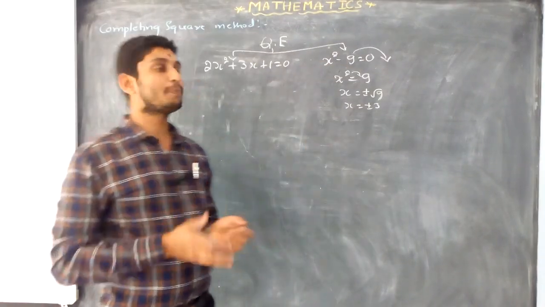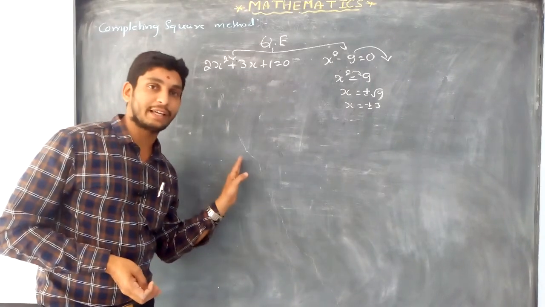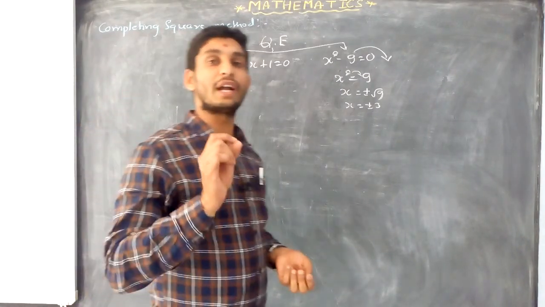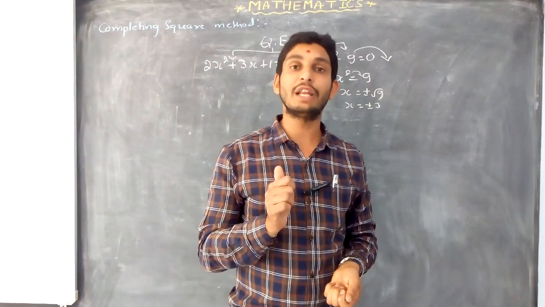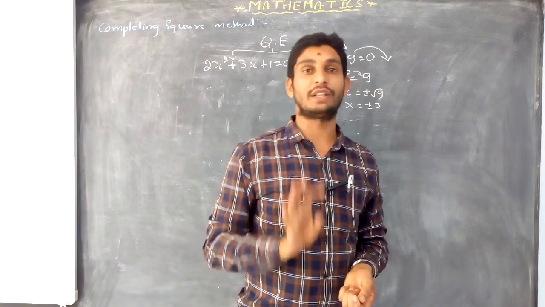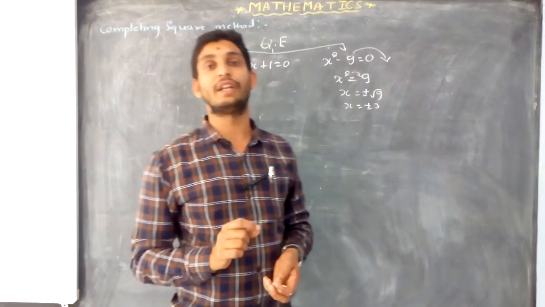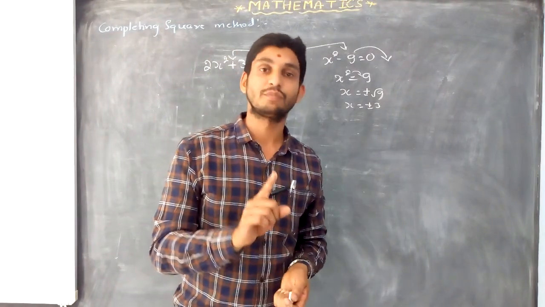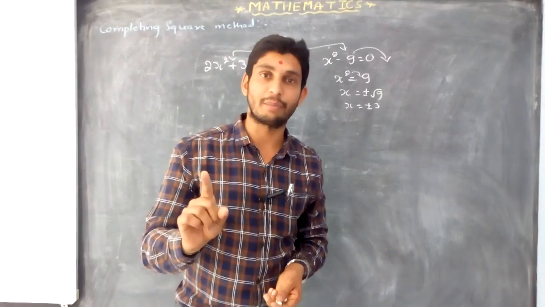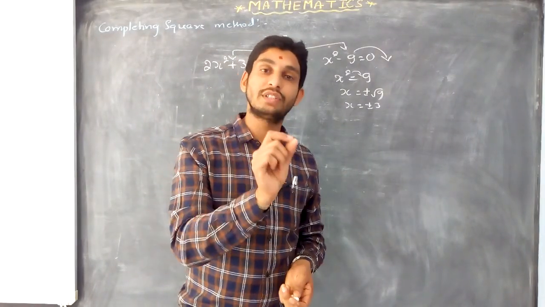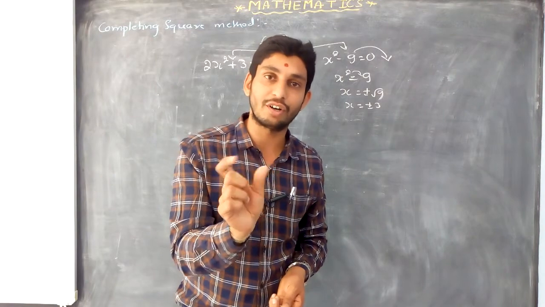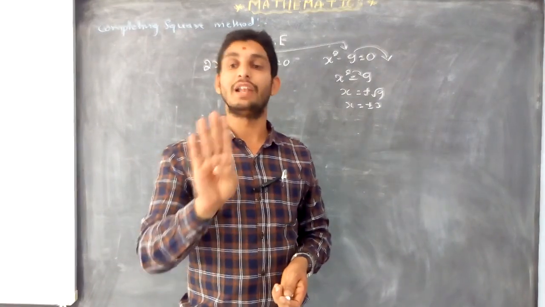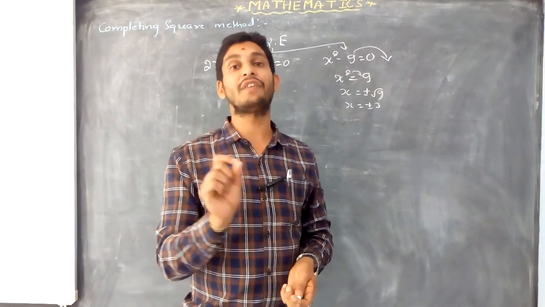Thereafter, I had explained how to solve this affected quadratic equation. To solve affected quadratic equation, there are how many methods? There are 4 methods. What are those 4 methods? One is factorization method. Second one is completing square method. Third one is using the formula, or that formula is called Sridharacharya's formula. Last method is graphical method.